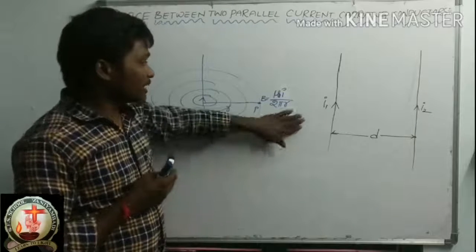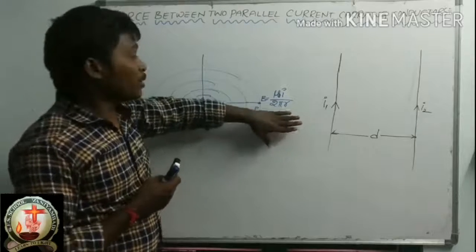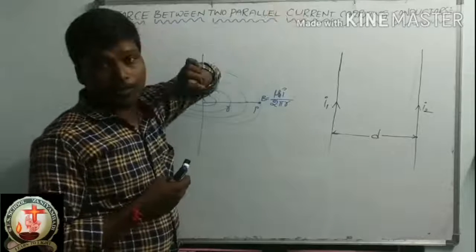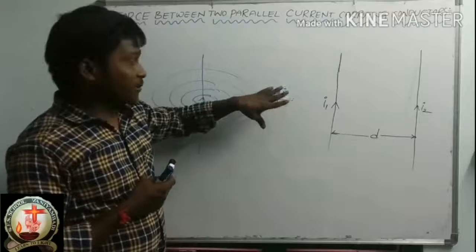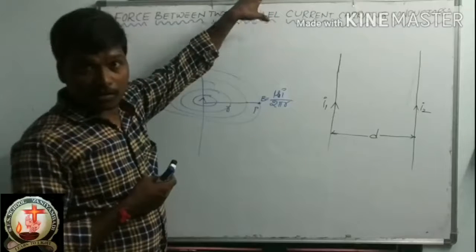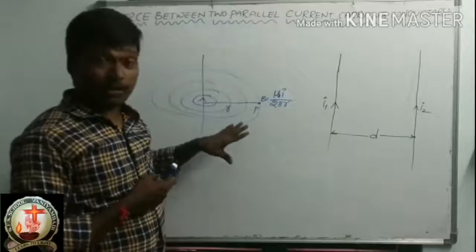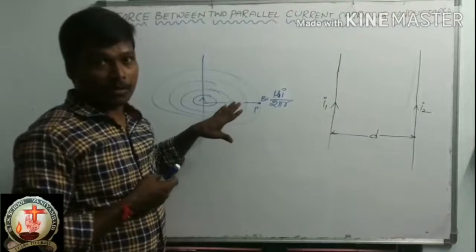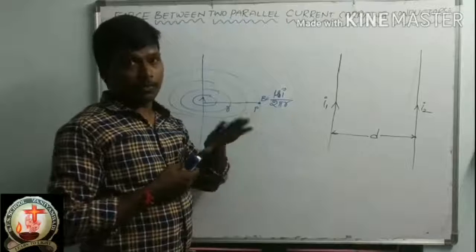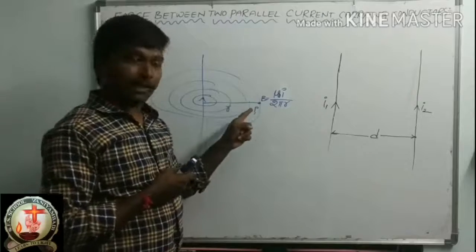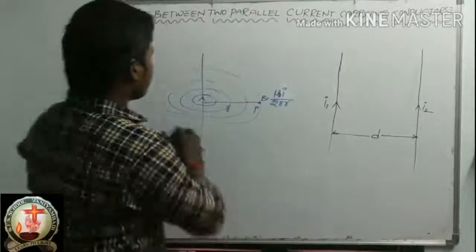Okay, so this is the expression. You can remember this also, because we are using it in today's concept. So for that only I revised it here. B is equal to mu naught I by 2 pi r. This one you can remember, the magnetic field at a point.